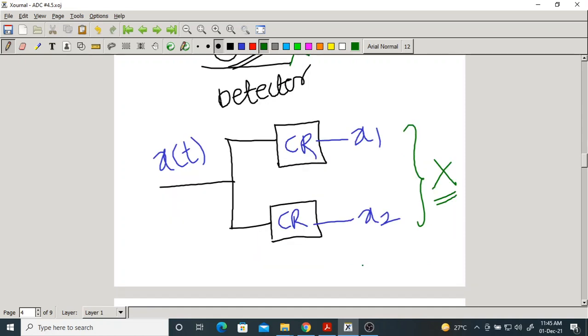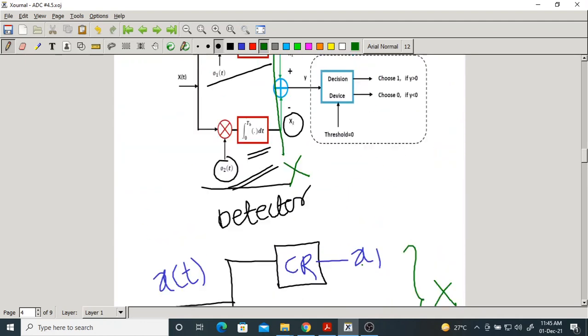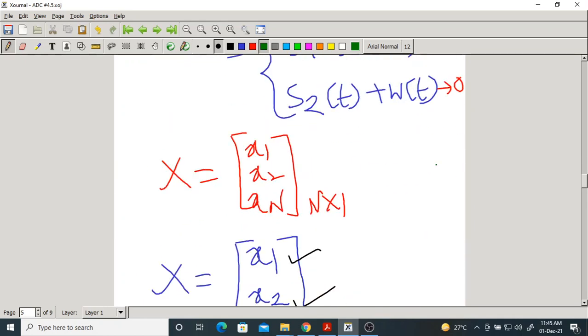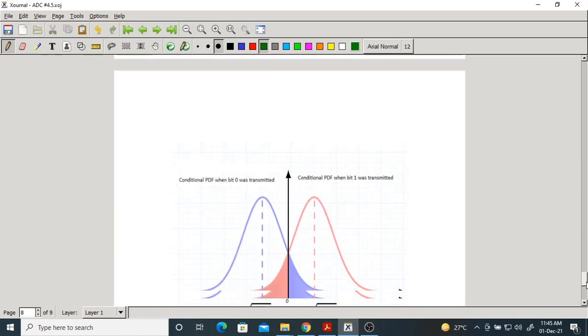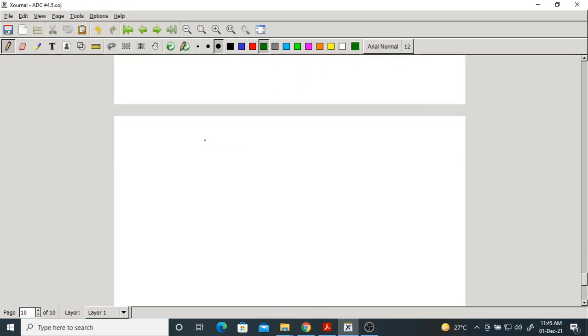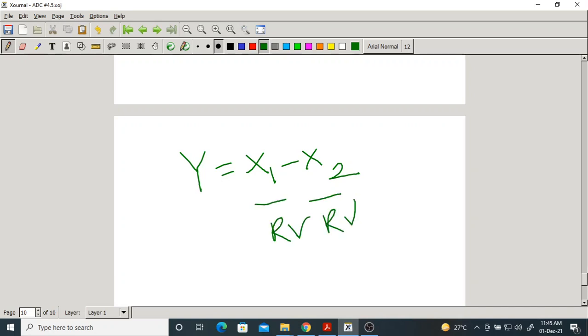So here we make some modifications. What we have done in the receiver is we have taken one more variable y, that is x1 minus x2. We are taking an intermediate variable y, that is x1 minus x2. If x1, x2 are random variables, it is also a random variable.